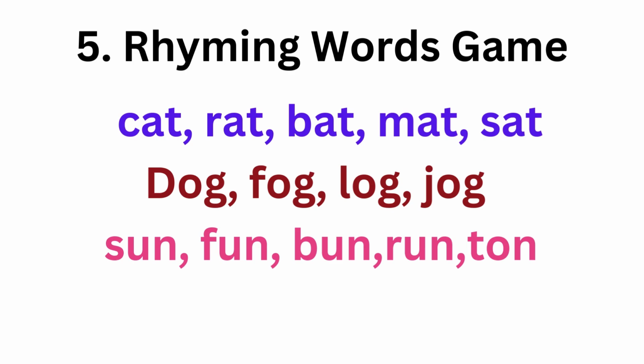For example, if the word is dog, they can say jog, log, fog, and so on. The team will earn 1 point for each rhyming word. If a team member repeats a word, they lose a point.